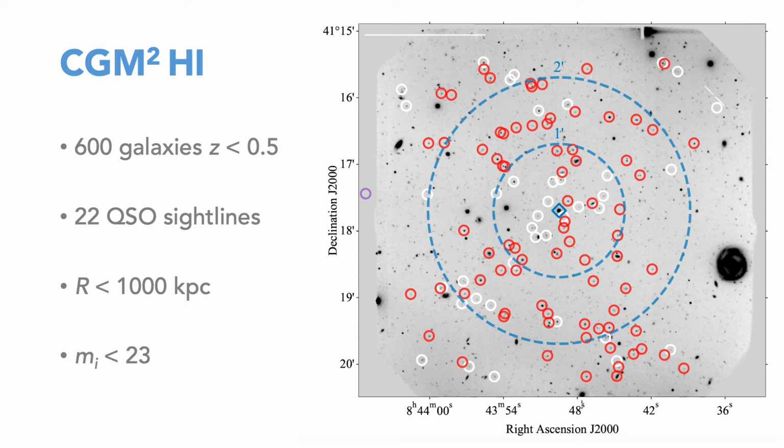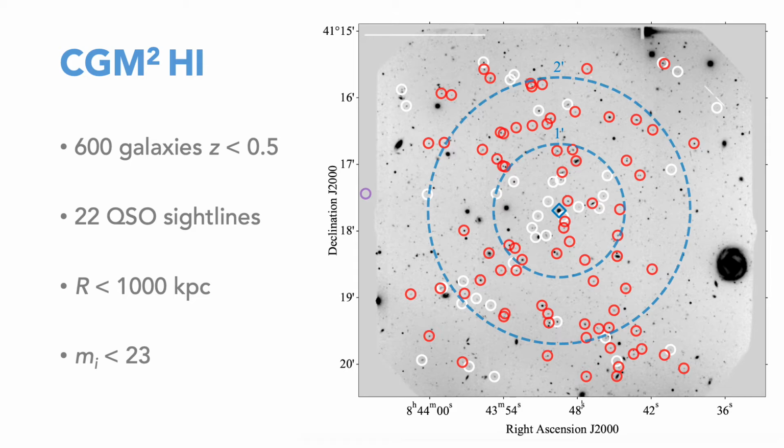CGM squared is comparable in design to its predecessors COS-Halos and COS-Dwarfs, but is roughly a factor of 5 times larger. The H1 CGM squared catalog consists of roughly 600 spectroscopically confirmed galaxies that line the foreground of 22 quasars. An example can be seen on the right here, where the quasar lies in the center of the image and red circles represent spectroscopically confirmed galaxies. This provides us with a survey of impact parameters complete to 1 megaparsec and to 23rd magnitude.